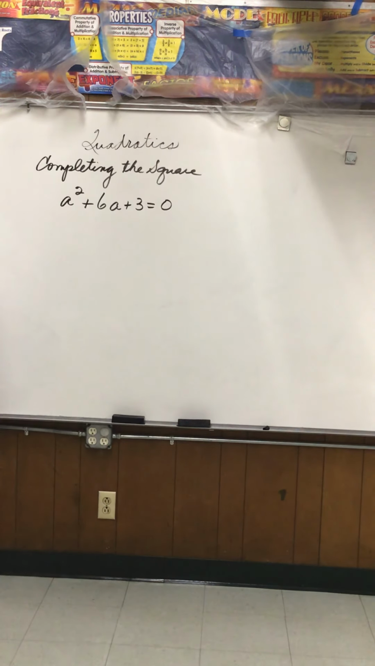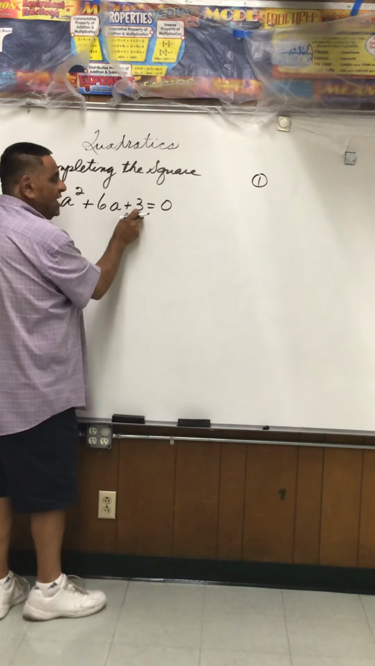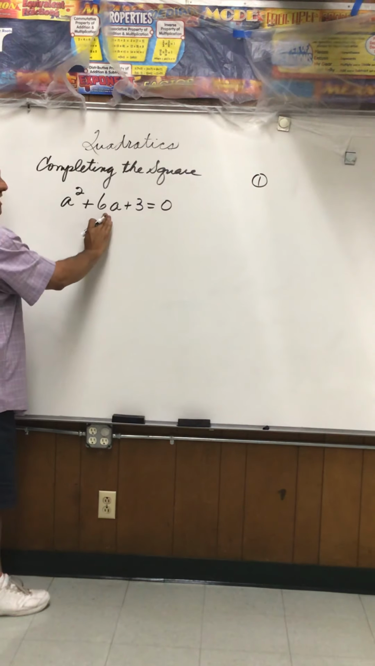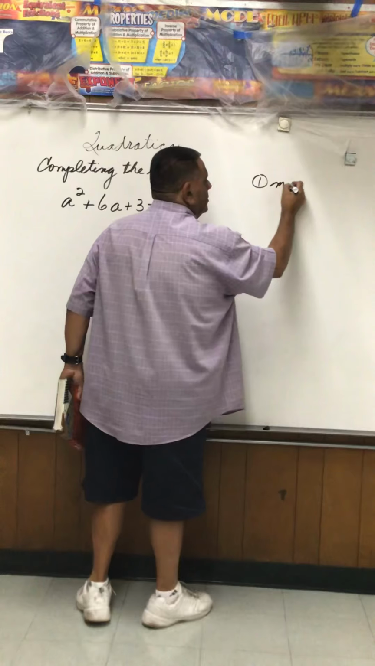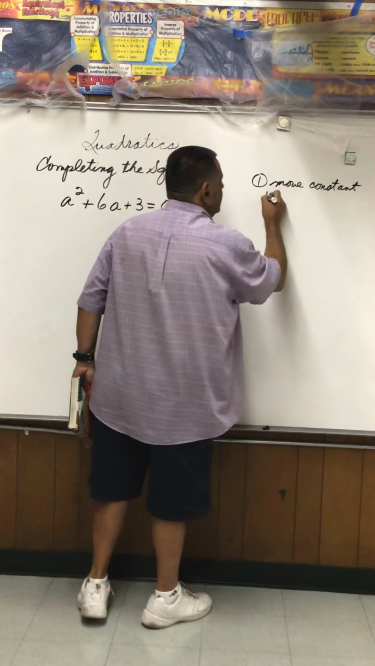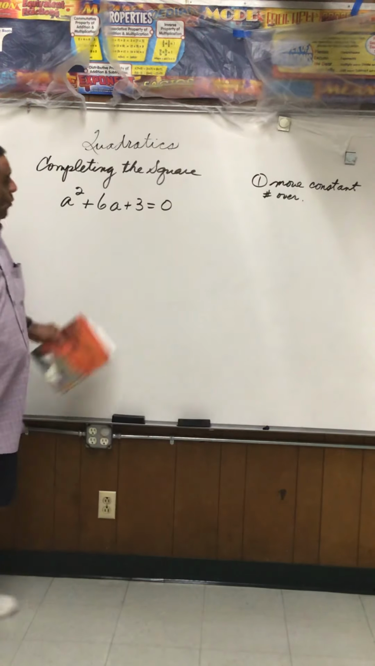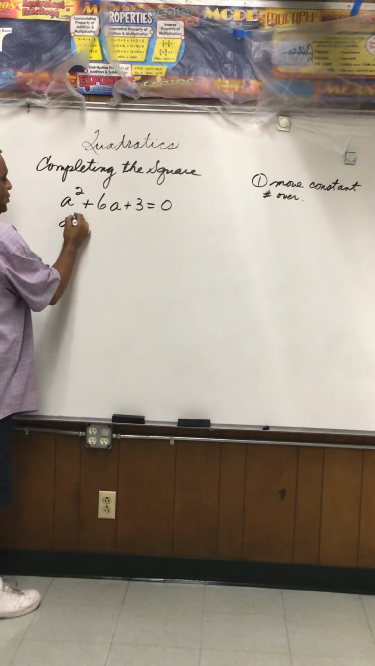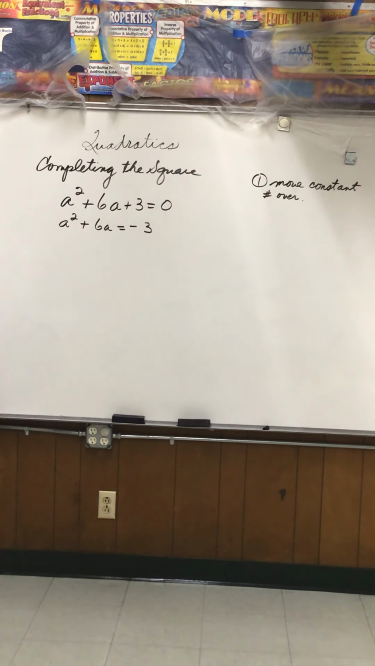Something like that, all right? Because that was -3, I brought it over. Now, step number one is move this constant. Remember, this is a quadratic with a linear term and a constant. Move the constant number over to the other side. You want it alone. So we're going to get a squared plus 6a is equal to -3.